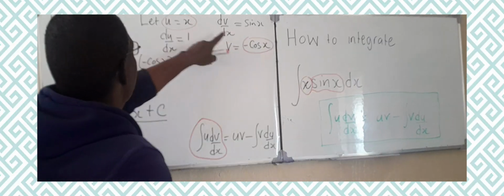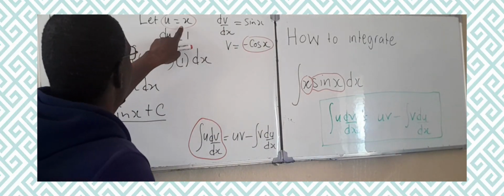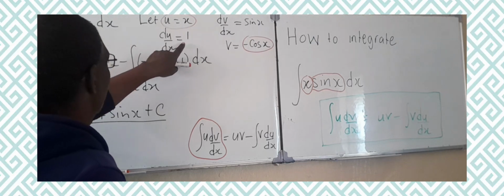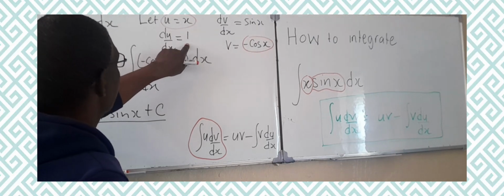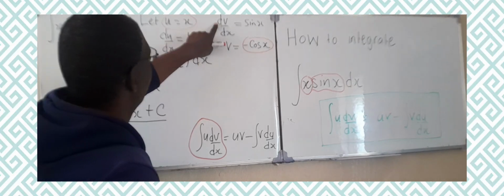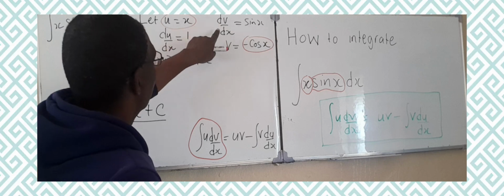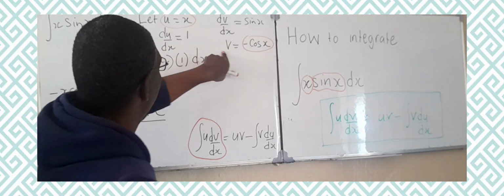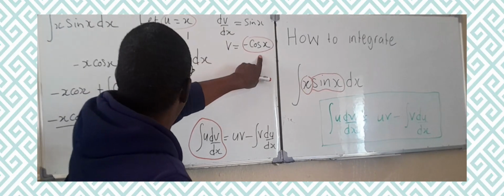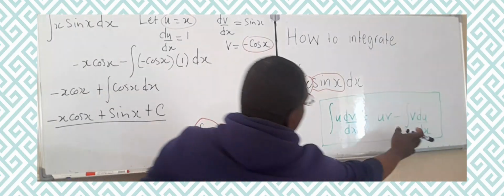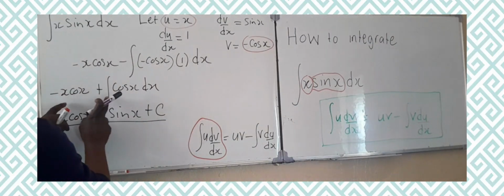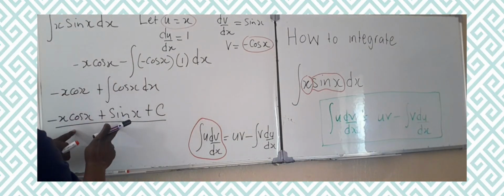When you have done this process here, once you choose your u, you must differentiate that with respect to x. And in this case, we got this one. Once you have chosen your dv/dx, you need to integrate it to get your v, which in our case, we got this one. So then you plug all this into the formula and you end up with this. And from there, we get to this point here.